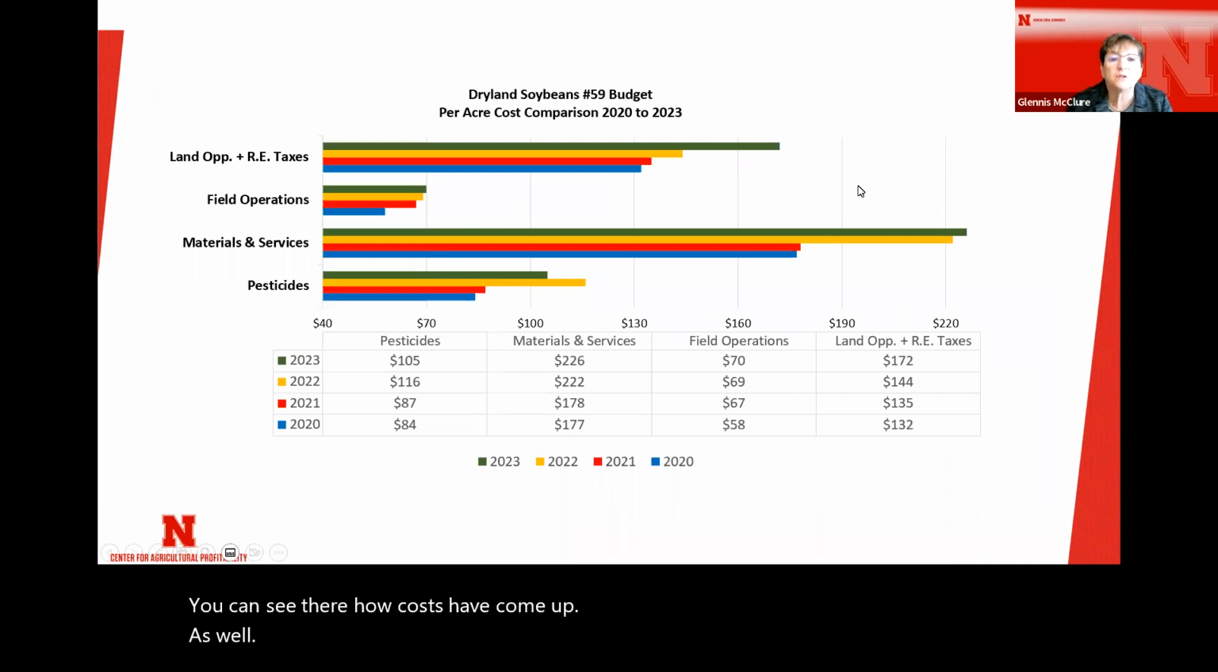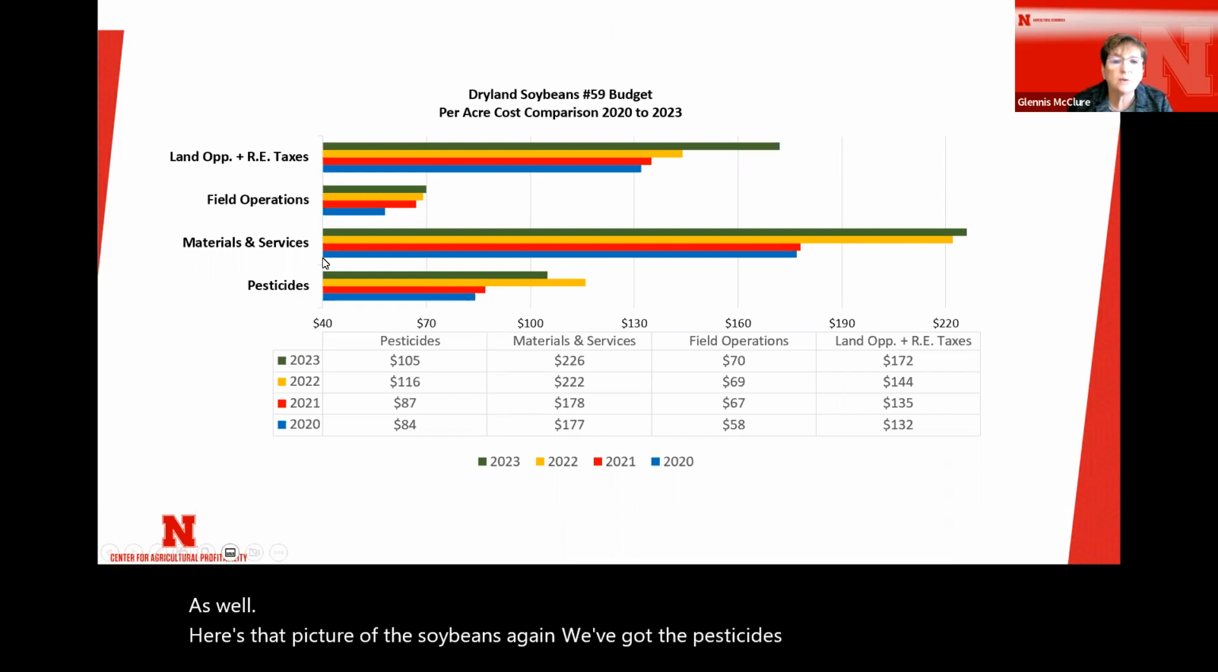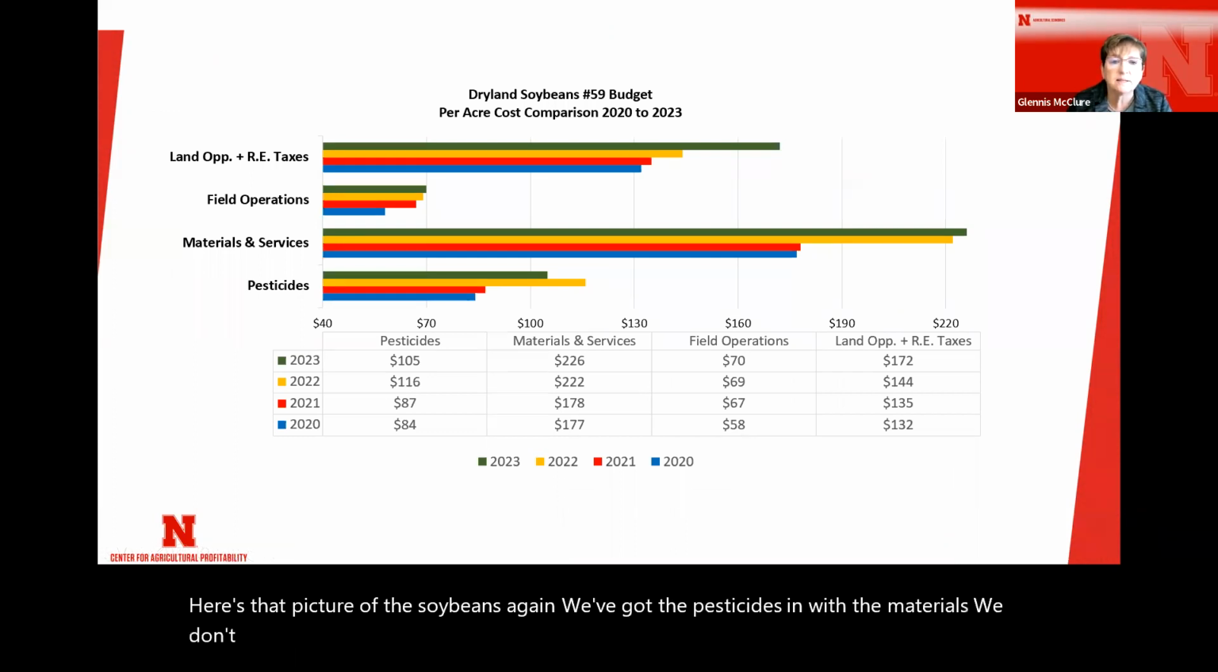Here's that picture of the soybeans. Again, we've got the pesticides in with the materials. We don't add fertilizer in on our budgets. Some may do some of that, but we don't have those included in our budgets. Okay.